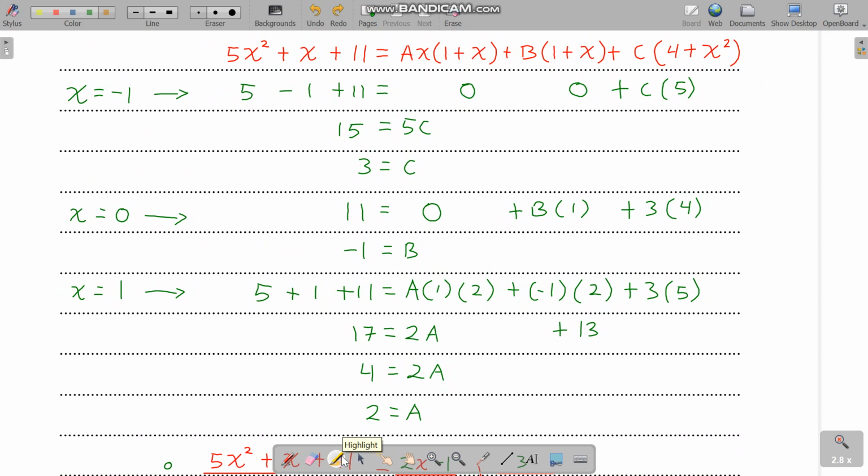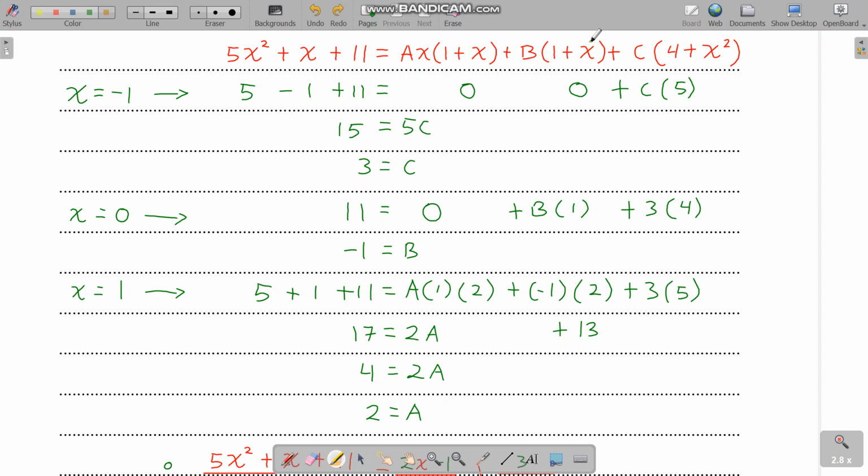We use the zeros. The zeros mean the values of x that make the terms go to 0. For example, here we use minus 1, and we replace the x with minus 1 everywhere. On the left, if we replace x with minus 1, we get 5 minus 1 plus 11. On the right, when we plug in minus 1, this is 1 minus 1, which is 0. So this whole term goes to 0. Same thing here. If we plug in minus 1, the whole term goes to 0.